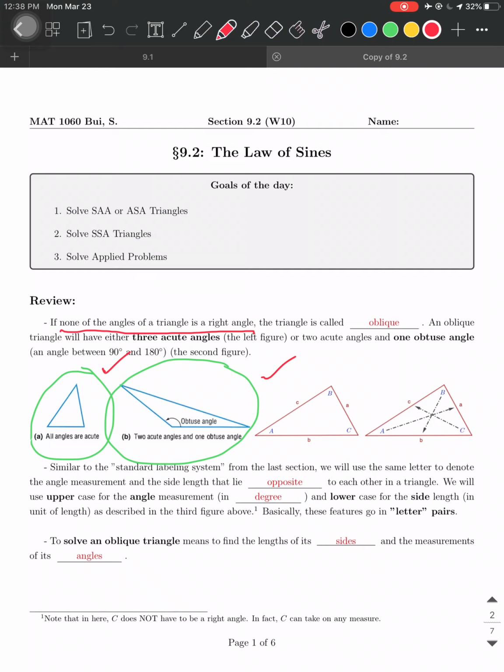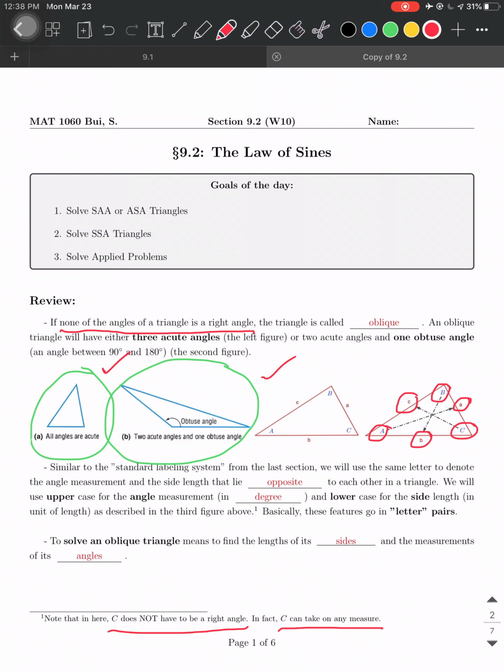As for the labeling system, as before, we have three letter pairs. Angle A will go with little a, angle B will go with little b as for side length, and angle C will go with little c as for side length again, okay? They always look across from each other. And notice that because we're not in a right triangle anymore, we're in an oblique triangle, so C doesn't have to be right. C, in fact, can take on any measure as long as it's within 180 to fulfill the requirement for an angle to be within a triangle, okay?